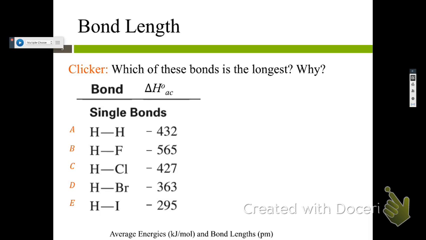Which of these bonds is the longest, and how did we answer that way? Aaron, what are your thoughts?